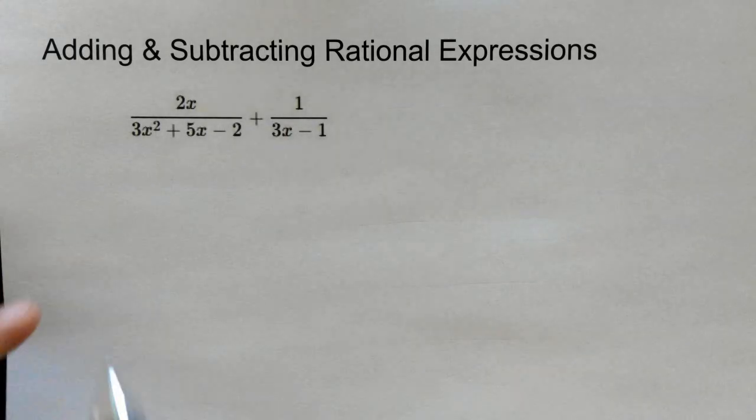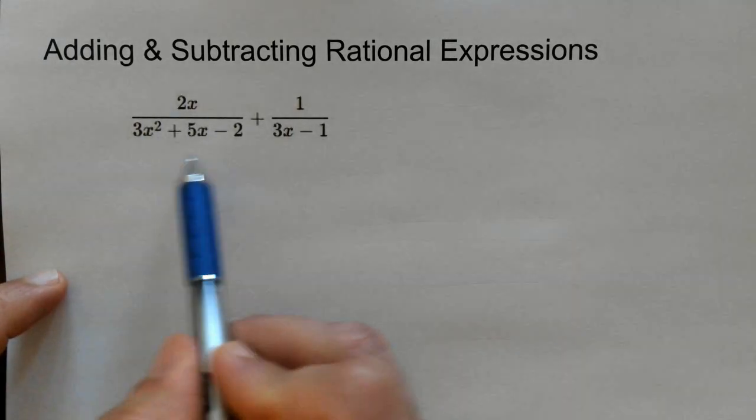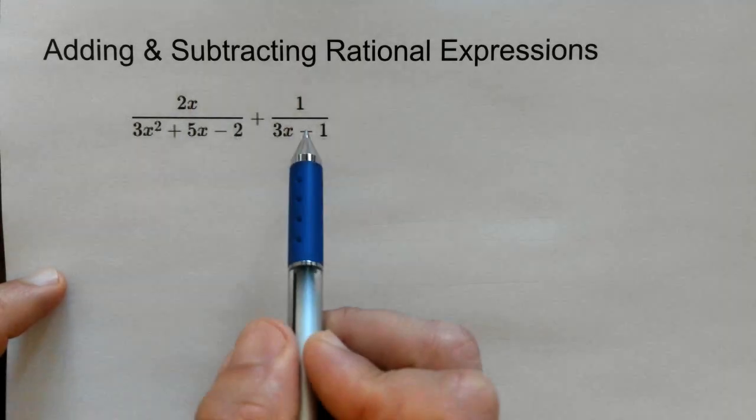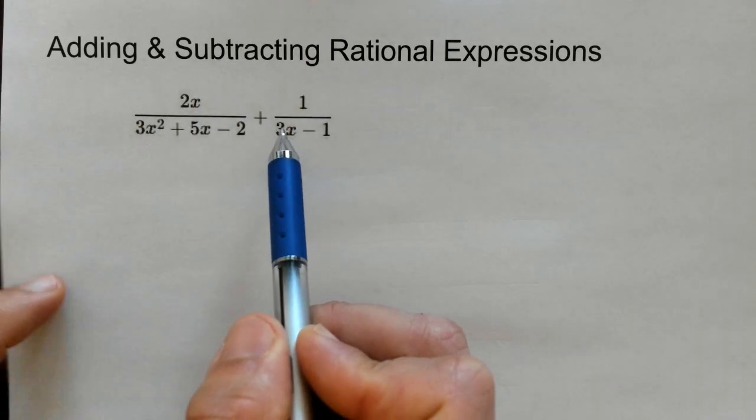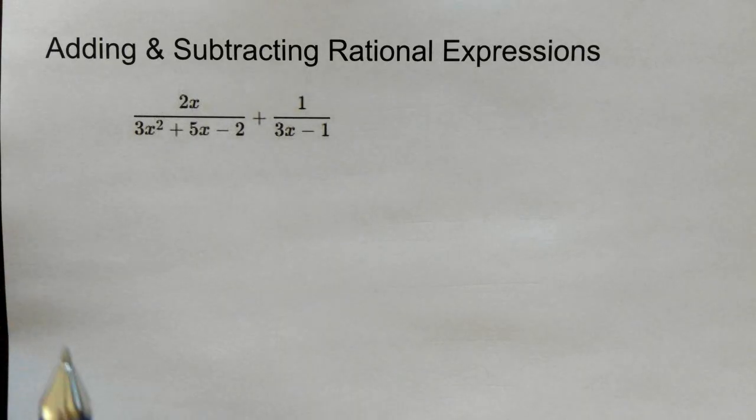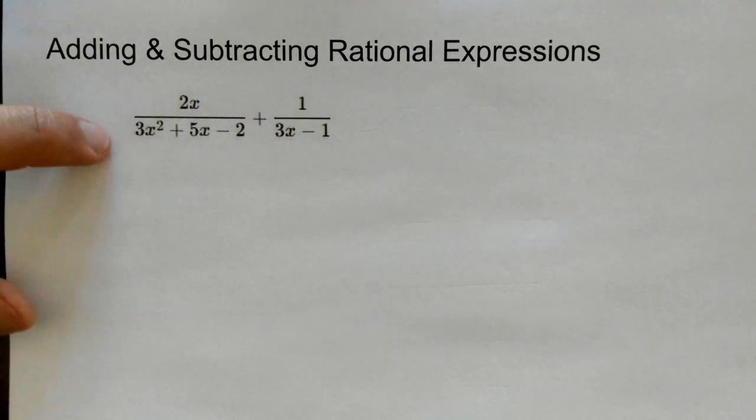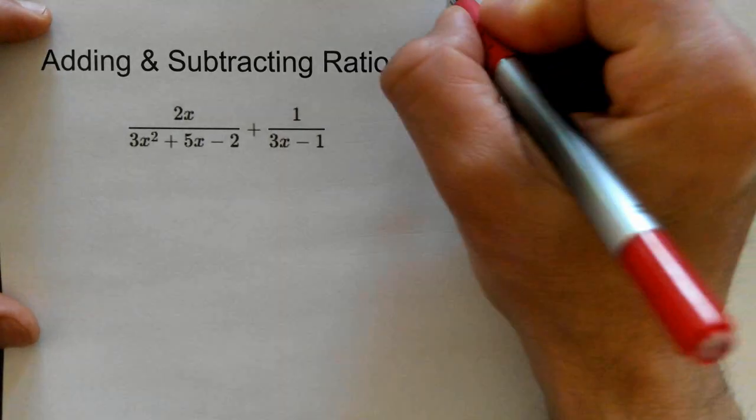All right, we see a quadratic here. I want you to factor this in the bottom so you can see if any of these two denominators already share something in common. If they do share something in common, it'll help us with our LCD. So start by factoring this 3x squared plus 5x minus 2.